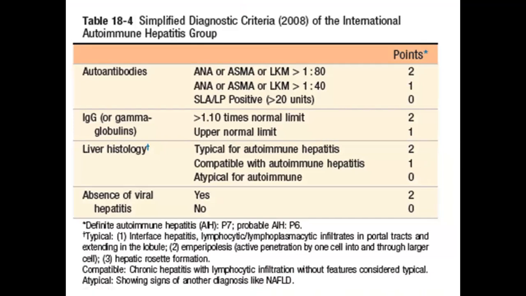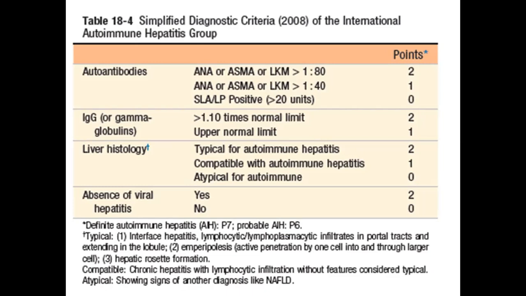On the basis of different criteria, this is the simplified diagnostic criteria developed in 2008 by the International Autoimmune Hepatitis Group. Different parameters have been scored accordingly, like 0, 1, 2, or 0 or 2. We will discuss what these criteria are.